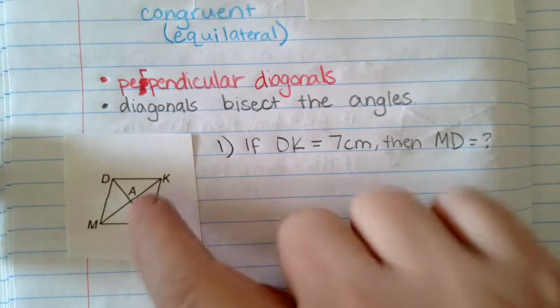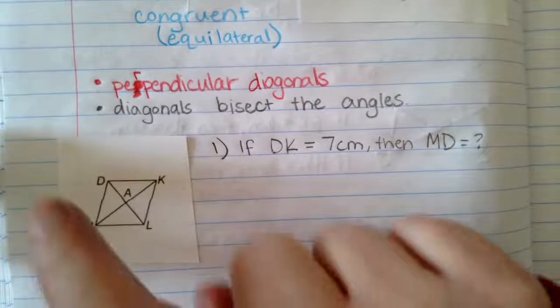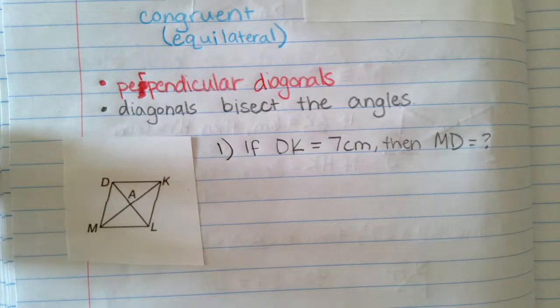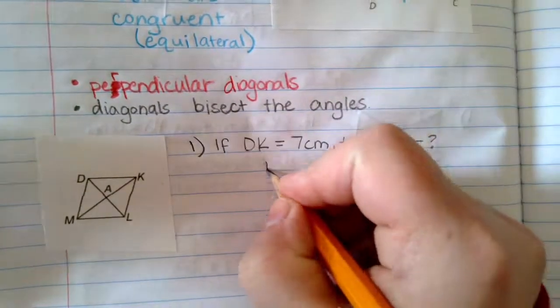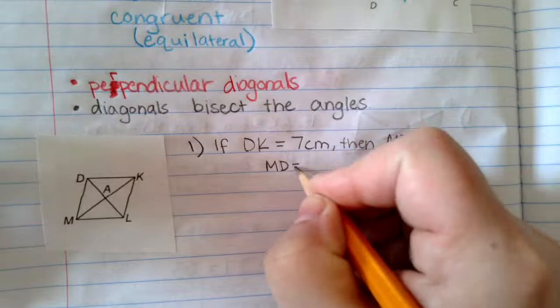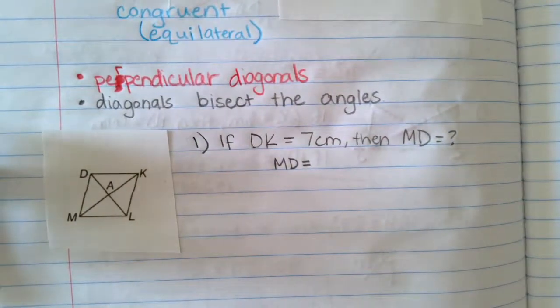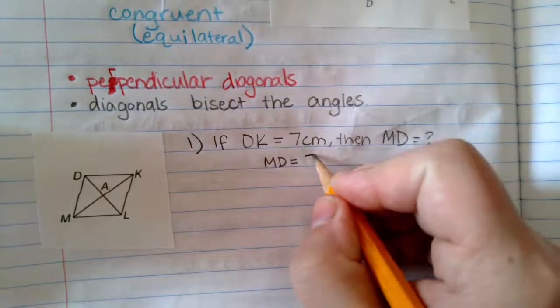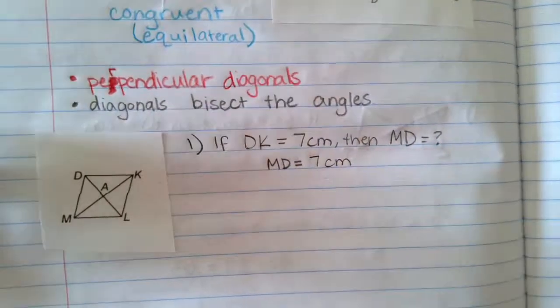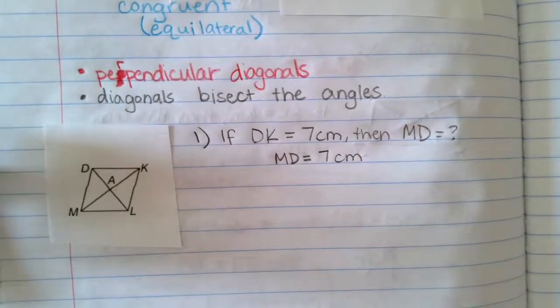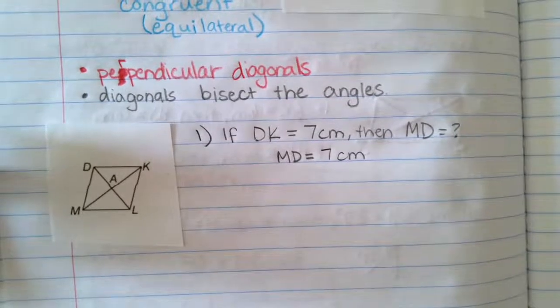And we know that this is a rhombus. So what is MD going to equal? Great, why? Good. A rhombus is equilateral, so all the sides are congruent. So if one side is 7, they're all 7. Number 2.